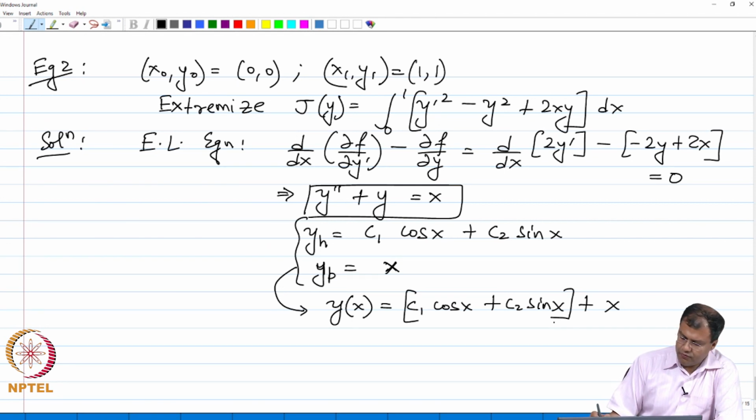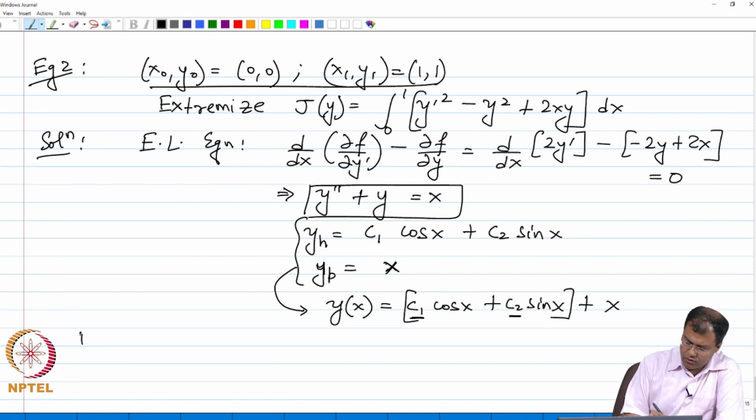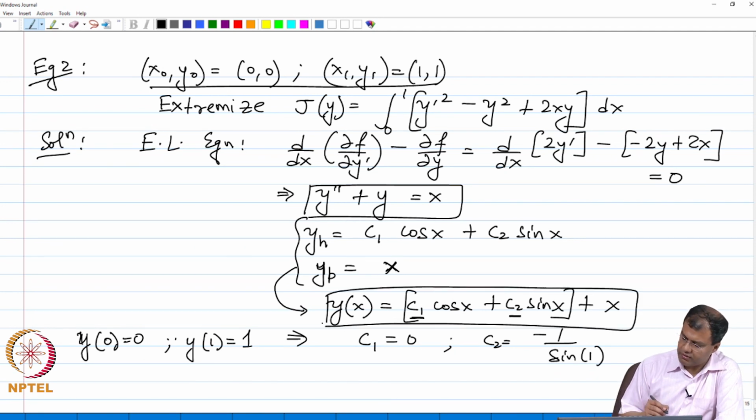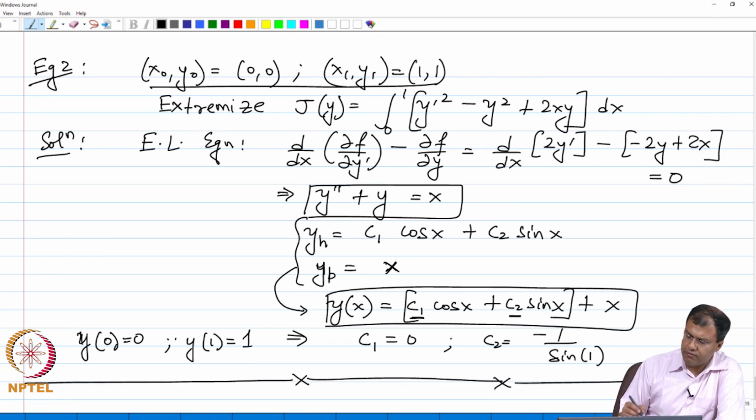Okay. So, from here all I have to do is to eliminate these constants by using the boundary conditions that we have. In particular I know that y of 0 is 0 and y of 1 is 1, and that leads to the first constant C1 being 0 and C2 comes out to be negative 1 by sine of 1. So, I get a particular extremal out of the family of extremals. Okay. So, that is how we do a typical simple case study of finding the extremal to any functional.